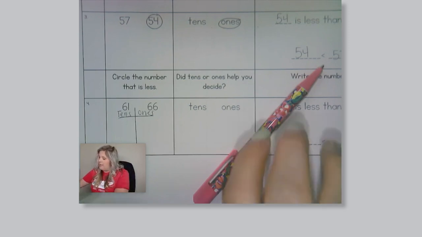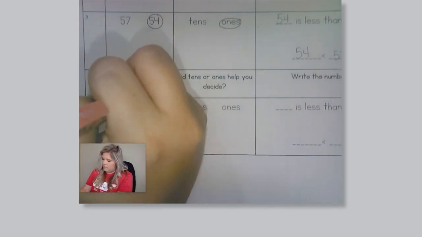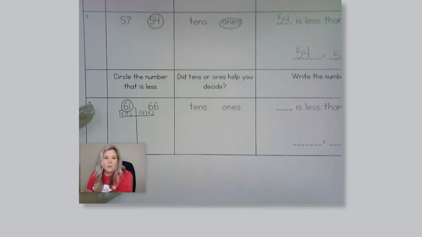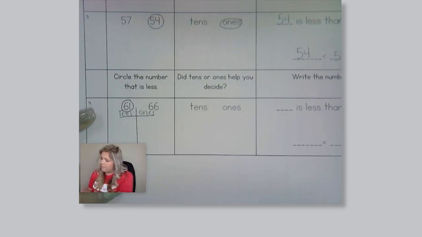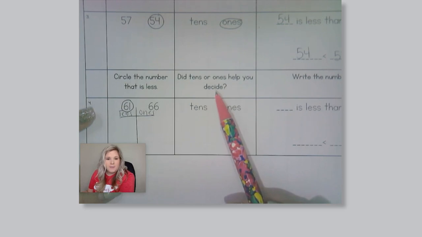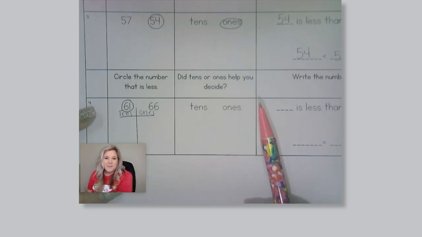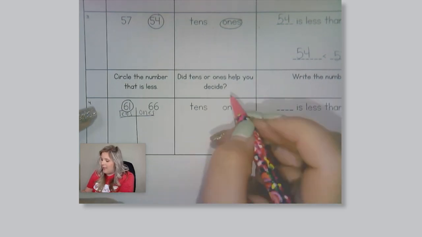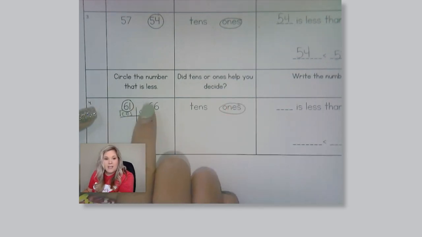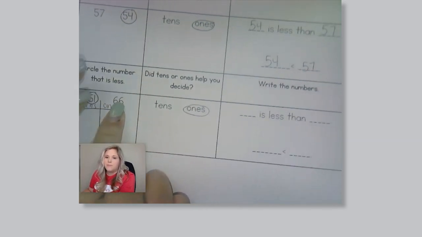Circle the number that is less. When you drew your quick draw, you should have found that 61 is less. Did tens or ones help you decide? The ones, because 61 and 66 have the same number of tens. So you have to look at the ones to find which one is fewer.